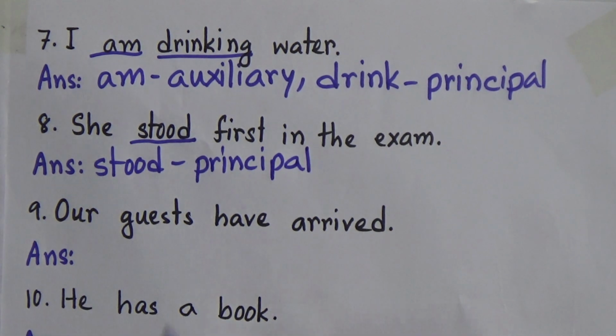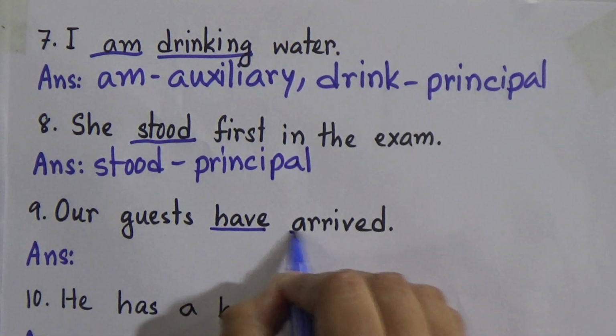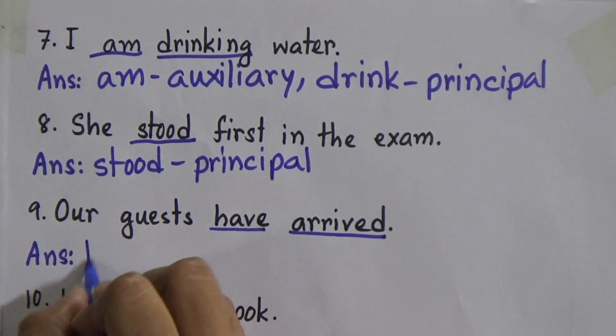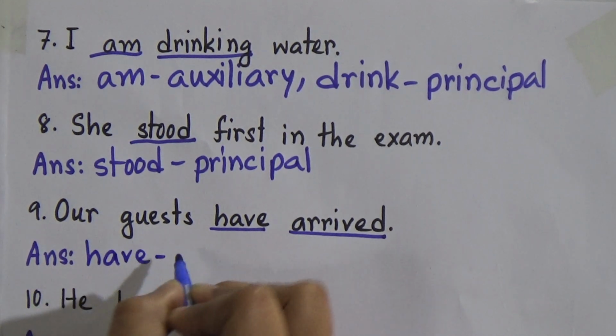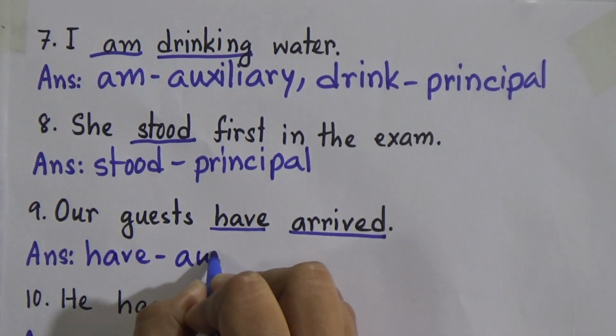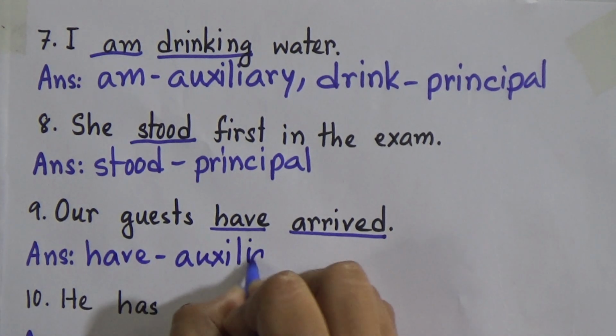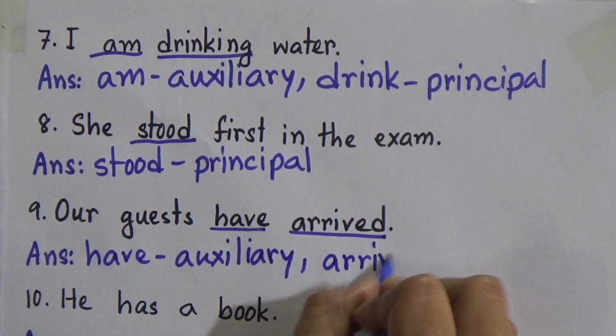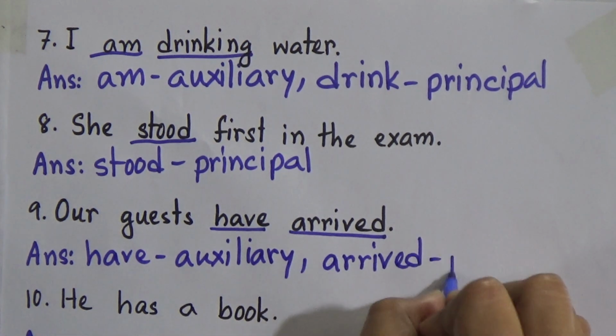Now number 9. Our guests have arrived. Now look, there are two verbs again, have and arrive. So have will be auxiliary and arrived will be principal.